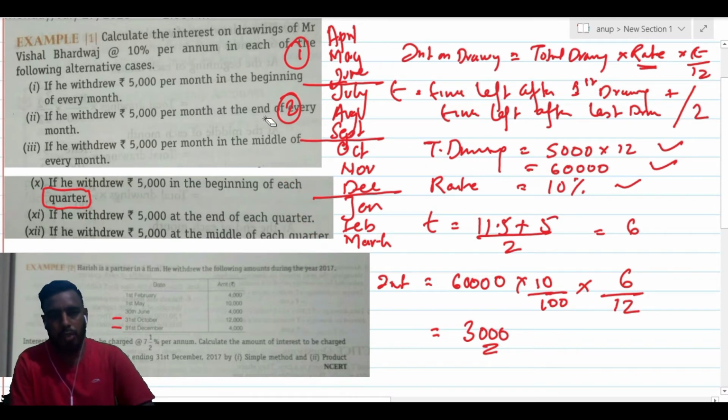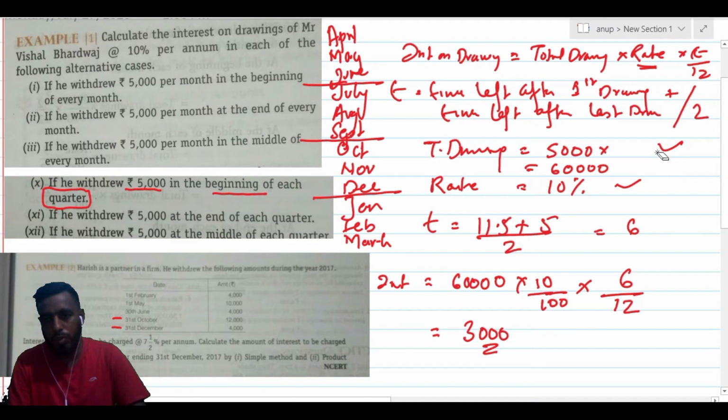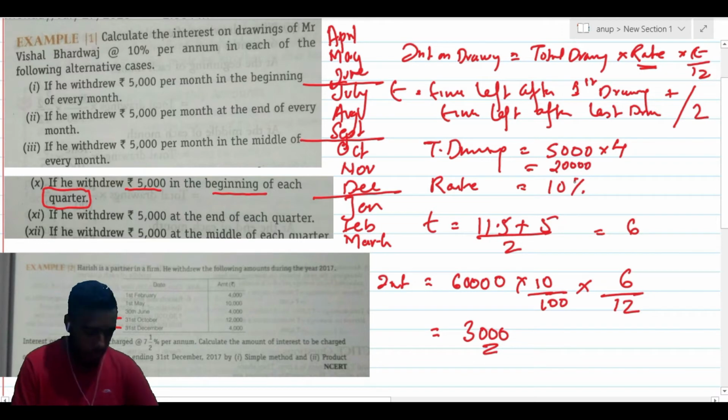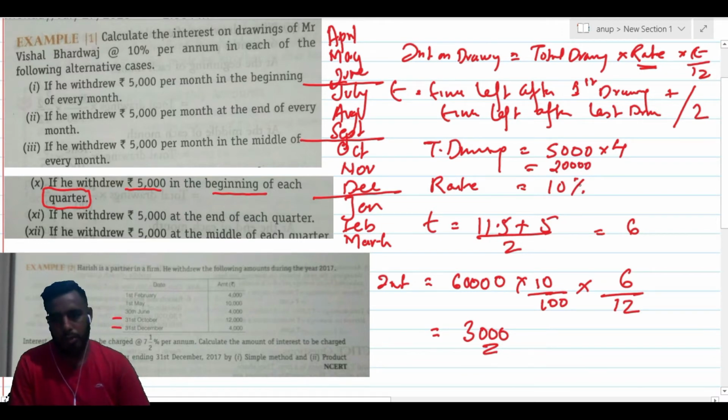So let us start solving the question. Here they have said that he has withdrawn 5,000 at the beginning of each quarter. Since he is withdrawing 5,000 at each quarter, that means he is withdrawing 5,000 into 4, because in a year there are 4 quarters. So the total drawing will now become 20,000. The rate is the same, 10%, and now we need to find t.